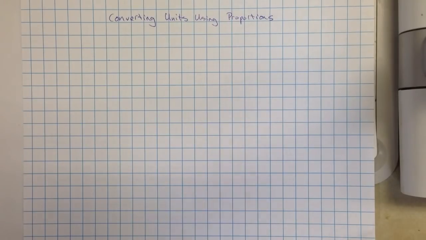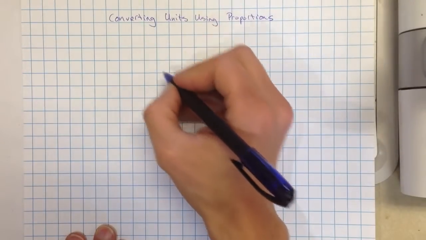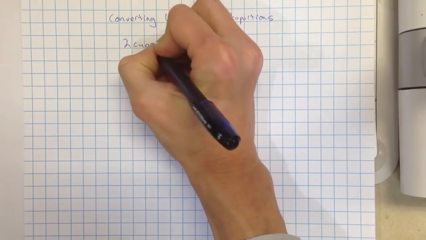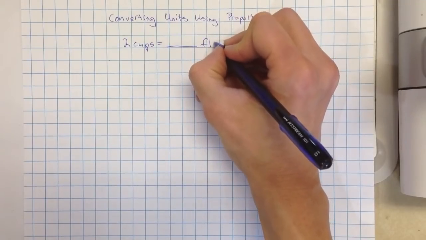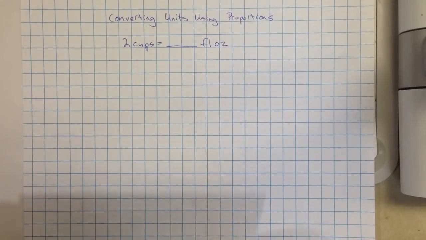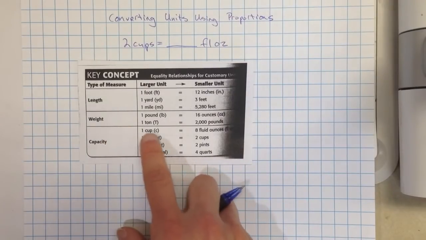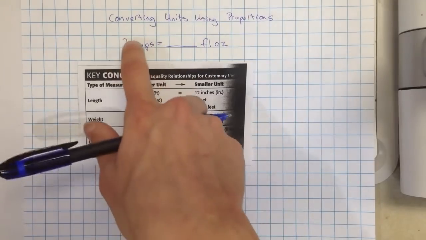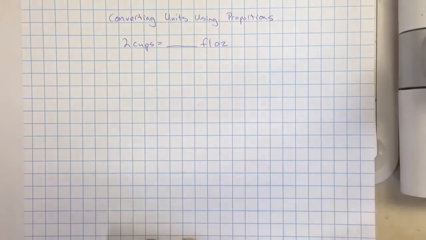All right, so let's say we were starting out and we had a problem and it said we wanted to know 2 cups equals how many fluid ounces. We could look at our little chart, or any place where we can find unit conversions, and we would look for cups and fluid ounces, and we would see 1 cup equals 8 fluid ounces. So most of us would know at this point we would just do 2 times 8, so that would give us 16 fluid ounces.